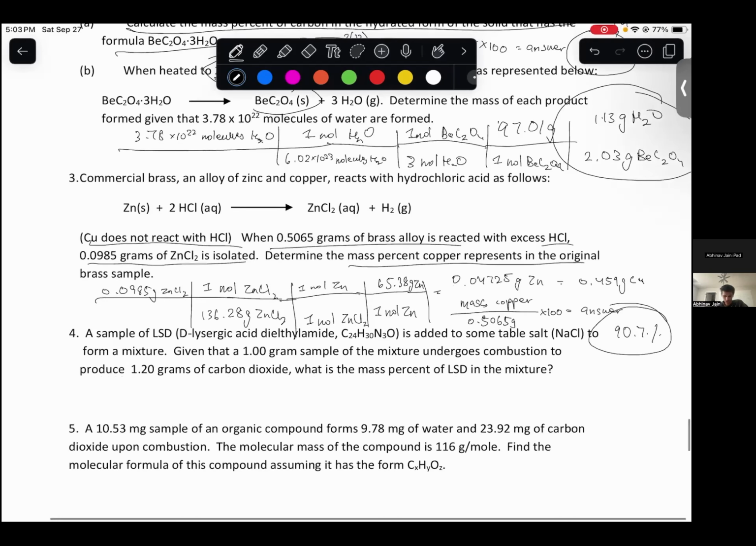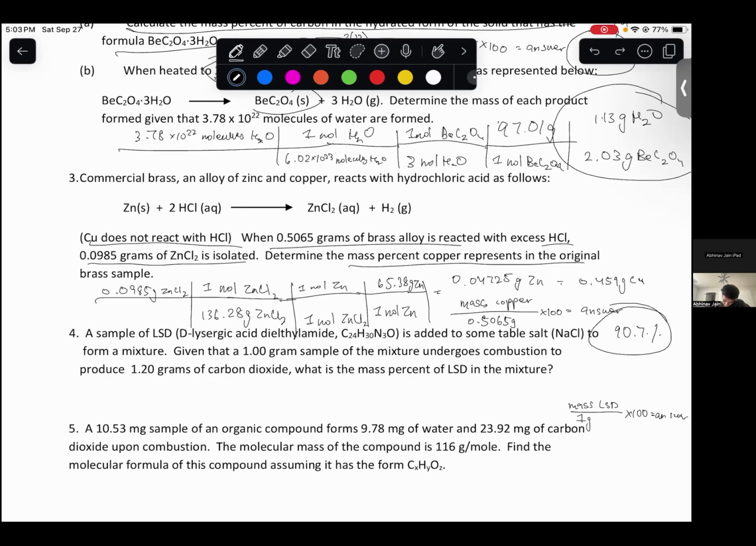Next up, a sample of LSD is added to some table salt to form a mixture. Given that a 1 gram sample of the mixture undergoes combustion to form 1.2 grams of carbon dioxide, what is the mass percent of LSD in the mixture? Again, for mass percent, we're just going to do the mass of the LSD divided by the total mass of the sample. So 1 gram sample times 100, that's going to be our answer. So all we have to do is find the mass of the LSD.